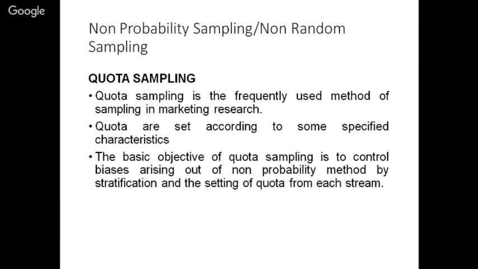The basic objective of quota sampling is to control the biases arising out of the non-probability method by stratification and setting the quota for each stratum. For example, in a radio listening survey, the interviewer may be told to interview 500 people.